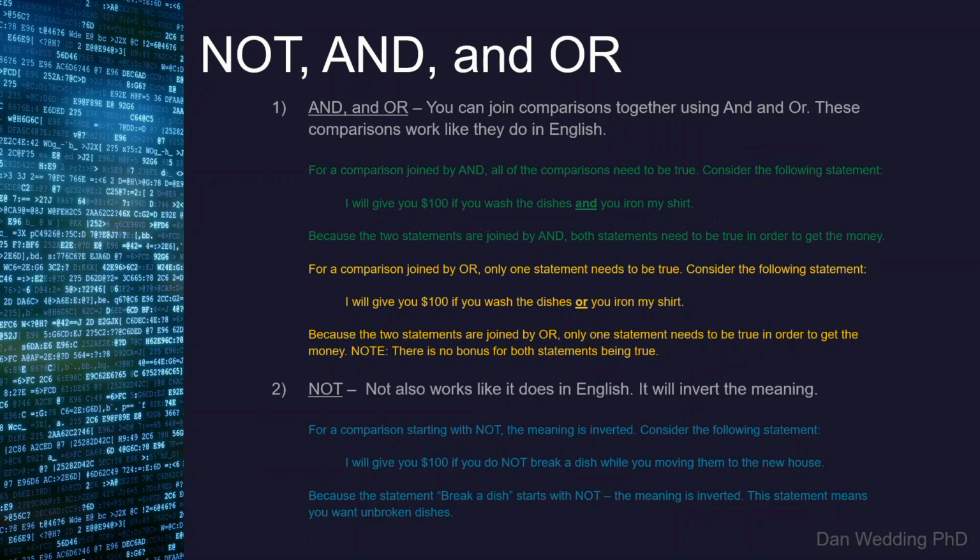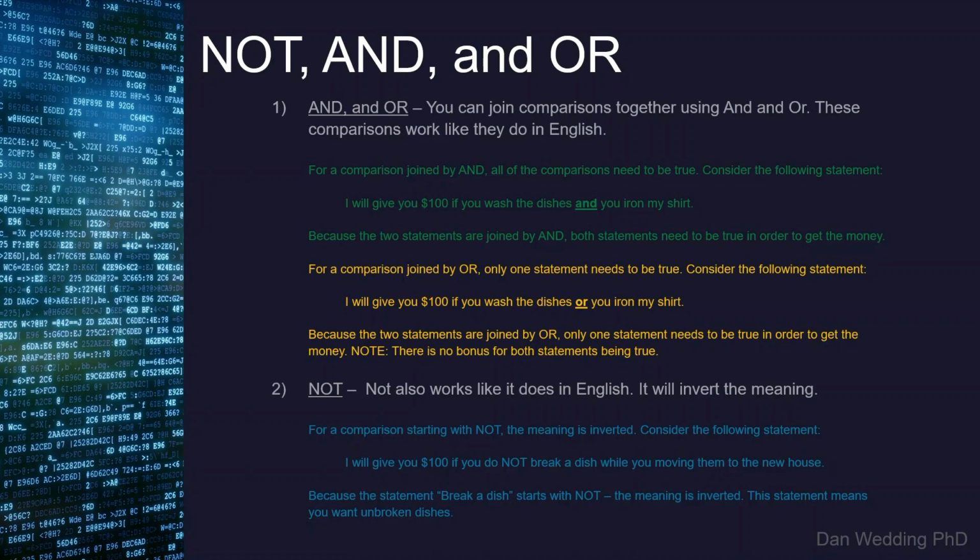You can join comparisons together using and or. These comparisons work like they do in English. For a comparison joined by and, all of the comparisons need to be true. Consider the following statement. I will give you $100 if you wash the dishes and you iron my shirt. Because the two statements are joined by and, both statements need to be true in order to get the money.